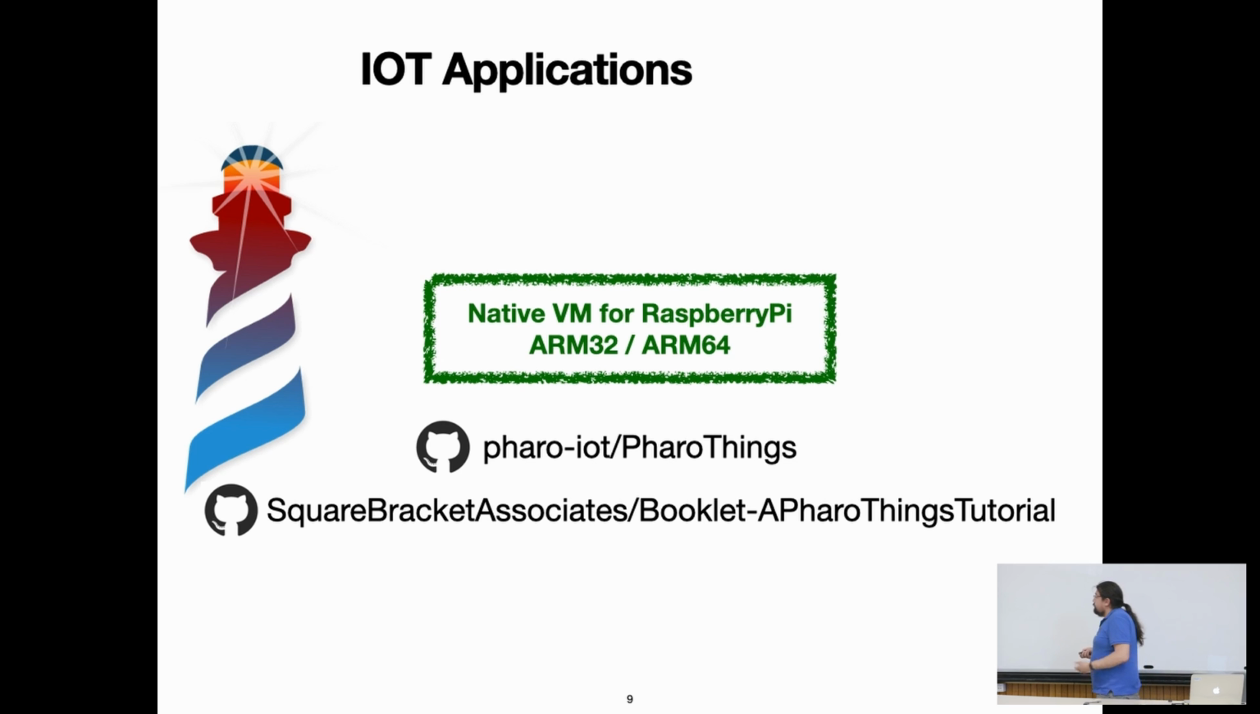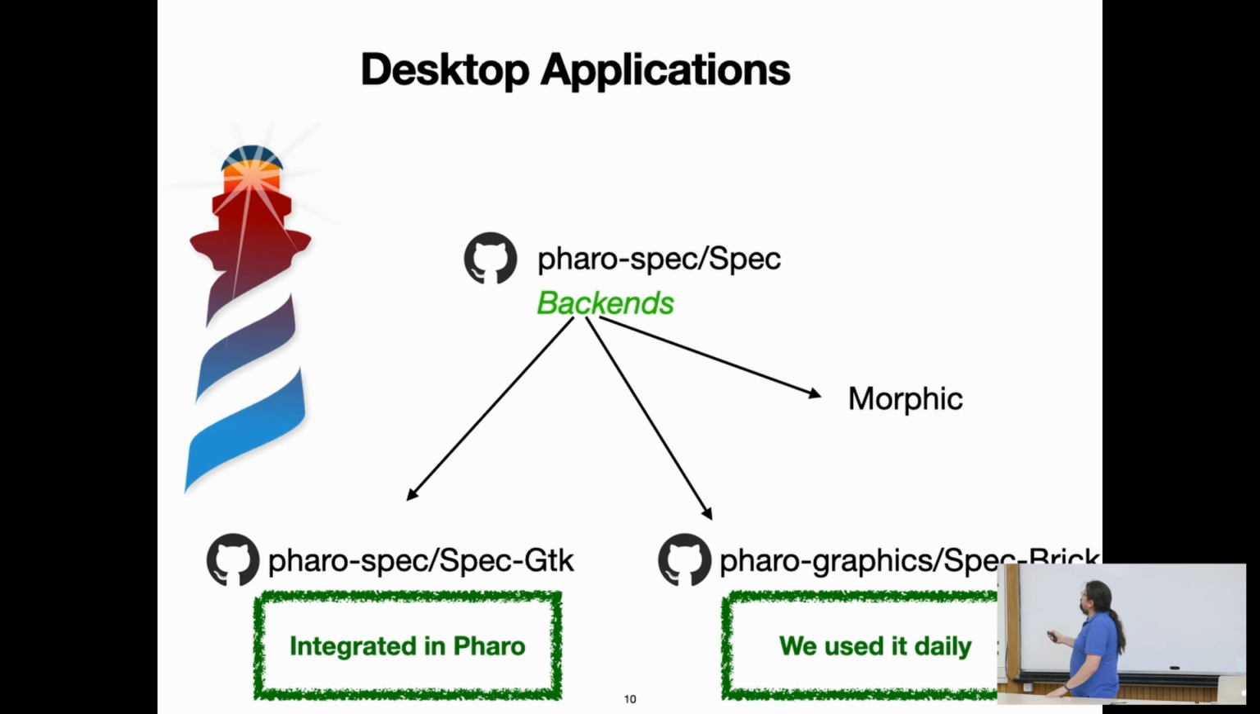For desktop applications, I will not enter into detail, but we have a really excellent framework that is Spec that allows us to have different backends. The backend to use with Morphic, to have the applications developed in the same way that we develop the tools that are in Pharo. But also there has been in the last years a lot of work to expose a new backend that is implemented in GTK. GTK is basically a set of widgets, a way of building desktop UIs that is portable to many operating systems.